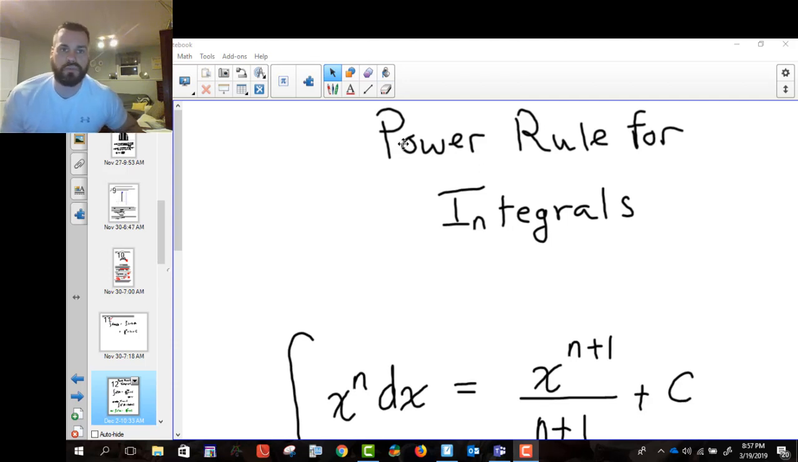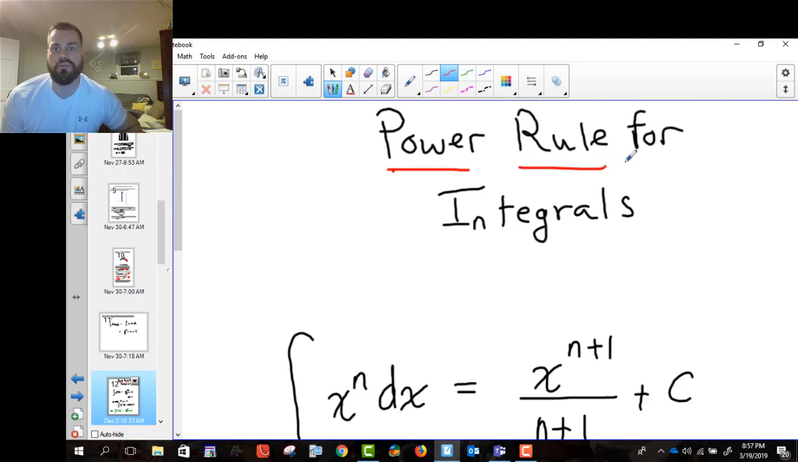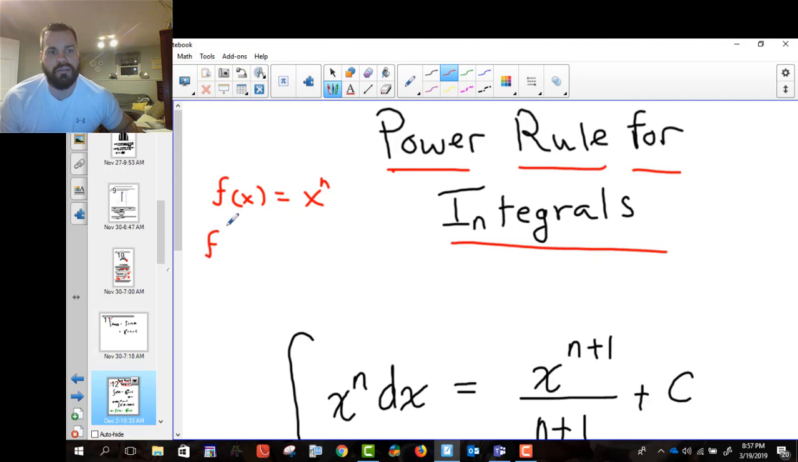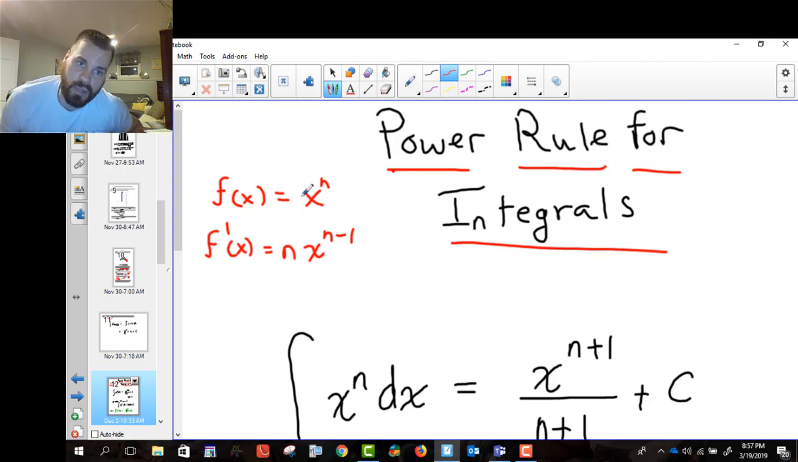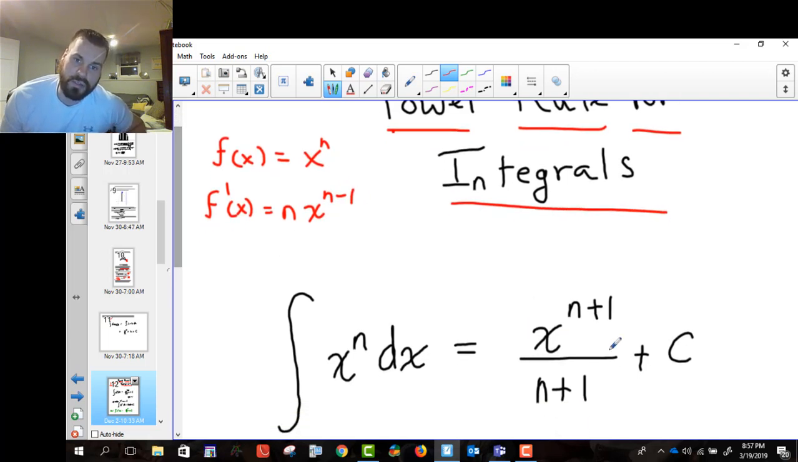So we want to talk about the rules for integrals that are essentially like the rules for shortcuts for derivatives. So the power rule for integrals, if we think about the power rule for derivatives just for a second, the power rule for derivatives was that if f of x was x to the n, then f prime of x is nx to the n minus 1. So what we were doing with derivatives is we were taking the power down, multiplying it, and then subtracting 1. So to reverse that, the power rule for integrals says add 1 to the power and then divide by that.